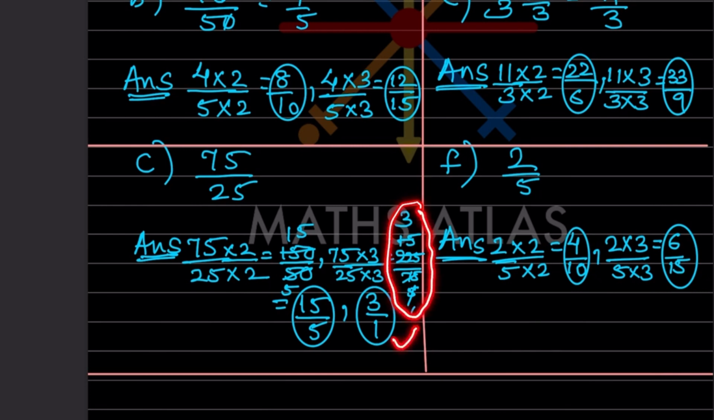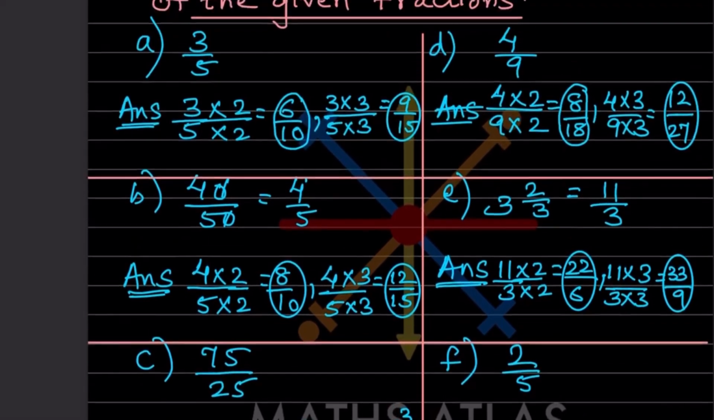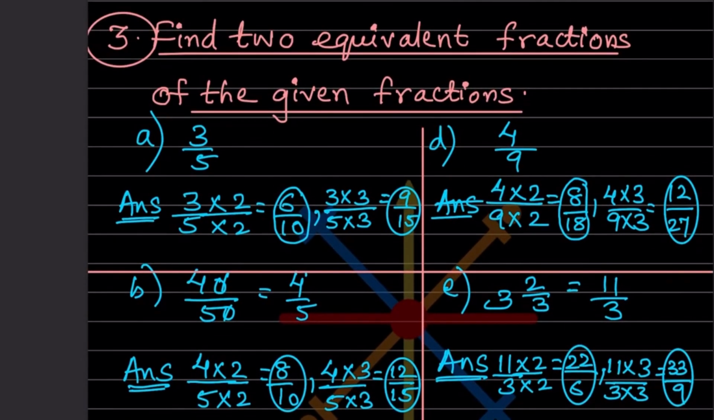So you know how to simplify. Now here 4 by 9, this we are going to multiply by 2, you get 8 by 18. When you multiply by 3, you get 12 by 27.